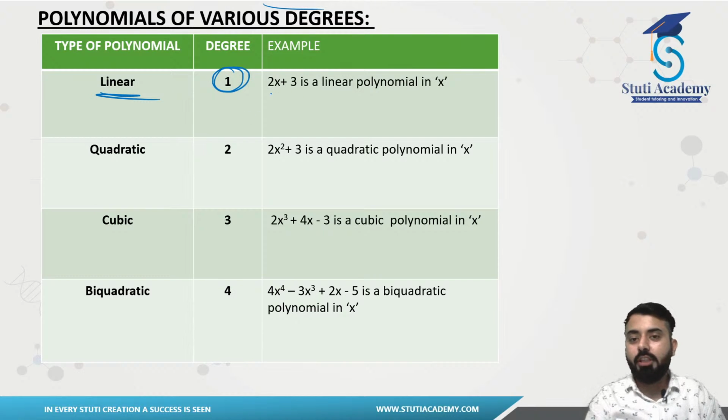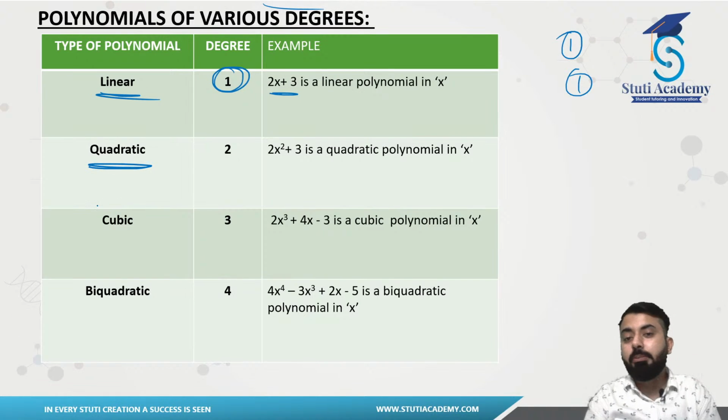Here you can see this is a linear polynomial. Any polynomial in which the degree is 1 is your linear polynomial. Linear means 1. Quadratic means any polynomial which has a maximum degree of 2. That is the whole point here. This is your quadratic polynomial.